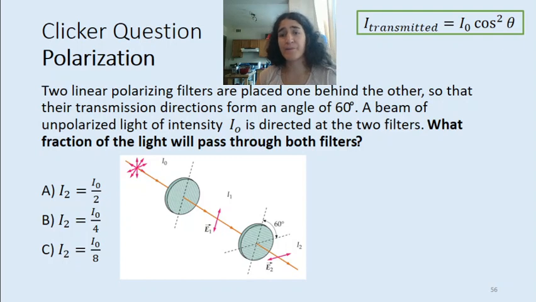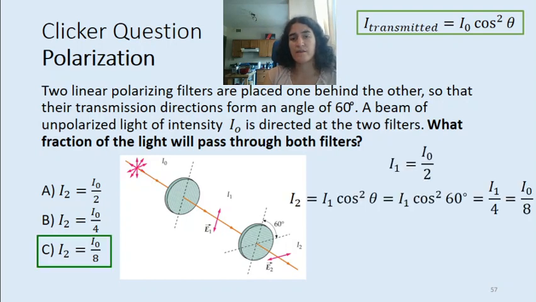Okay, if you're joining back, we know that I1 is just going to be a half of I0, same as before. But now we need to calculate what I2 would be. We're going to use Malus's law. Malus's law tells me that I2 should be equal to I1 times the cosine of 60 degrees squared. The cosine of 60 degrees is actually a half, so cosine of 60 squared would actually be a quarter. And I need to combine that with the original 1/2. So you should get that the answer is C.